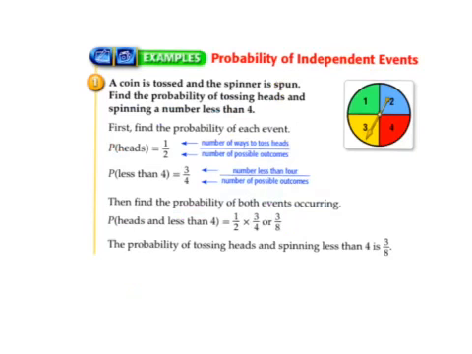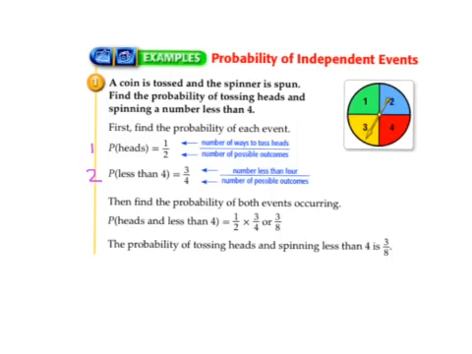We have a coin that is tossed and a spinner that is being spun, and we are to find the probability of these two events. I want you to notice that these two events have no effect on each other. If you toss a coin and land on a head, it will not have any effect on spinning the spinner. So here's our two probabilities. Here's our first and here's our second.